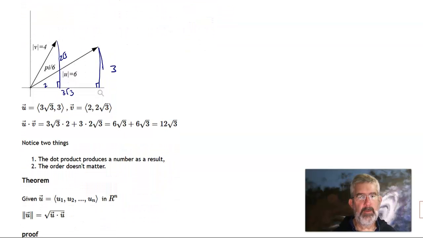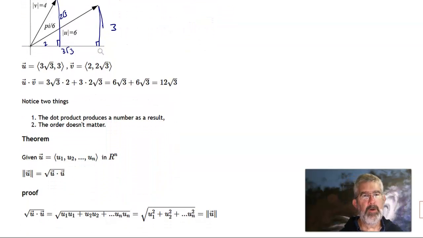And one thing I want to end with here is a theorem that this definition also has the property that if I take the dot product of a vector with itself, I get the length squared. So if I take the square root of that dot product, I get the length of the vector, or the norm of the vector, right?